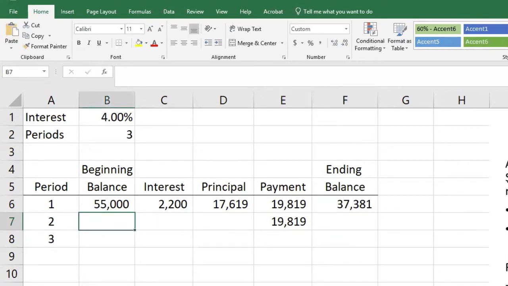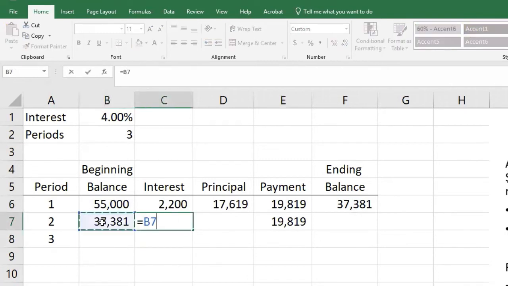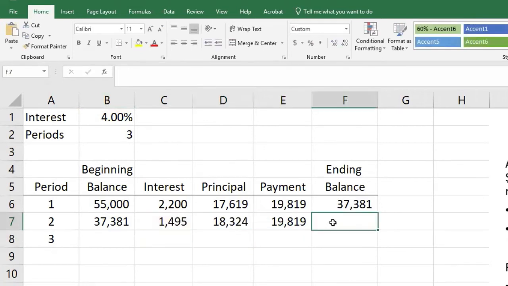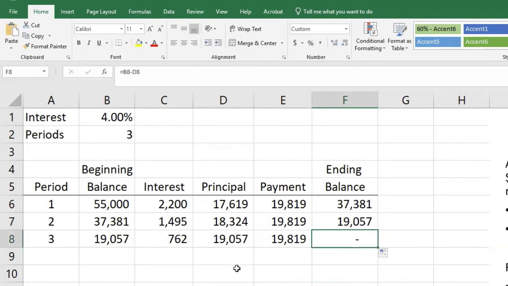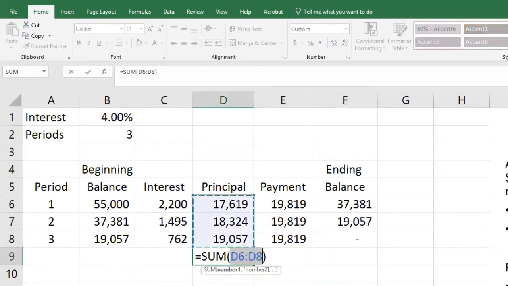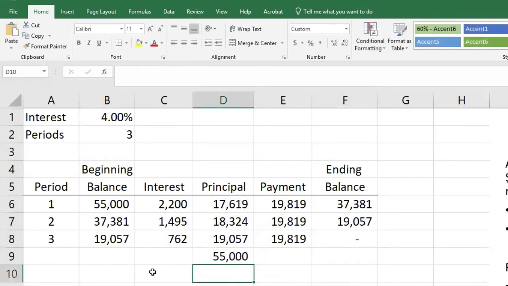The beginning balance for year 2 is ending balance for year 1. And now I'm going to do all of it using cell referencing. So it's beginning balance times the interest and then the principal, and then the ending balance. And now I can autofill all of it. I end up with a 0 balance in the loan because I've paid it off, totaling the principal equals the beginning balance. And then we use this to prepare our journal entry.